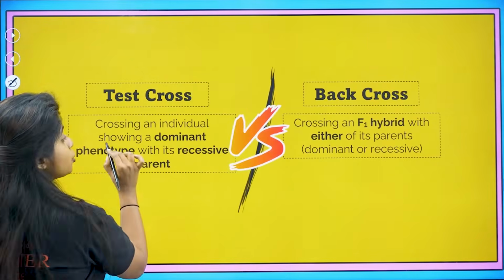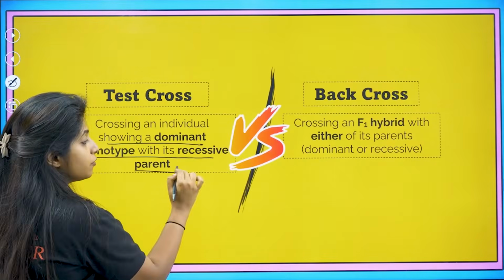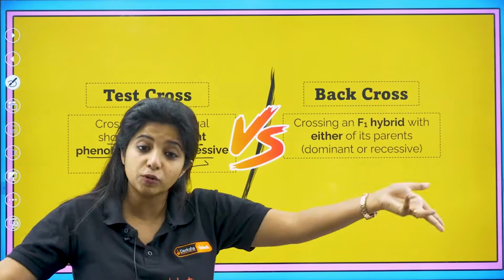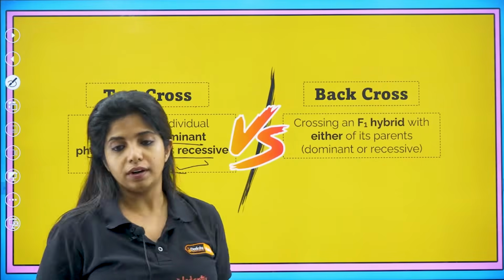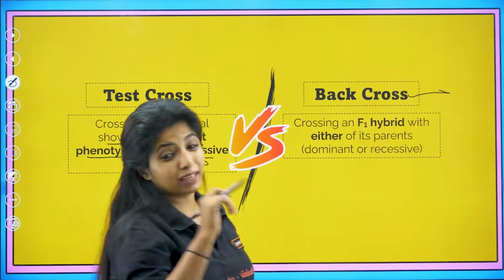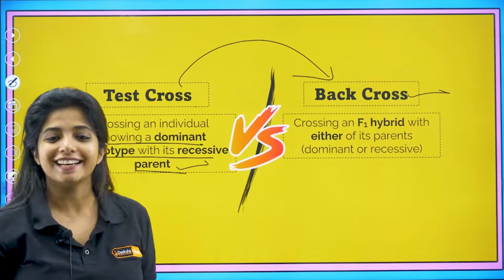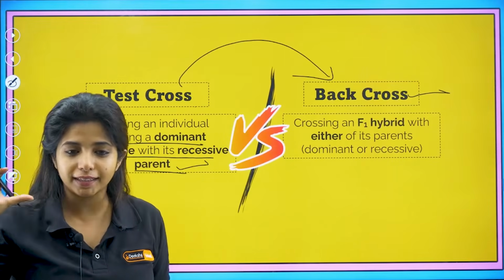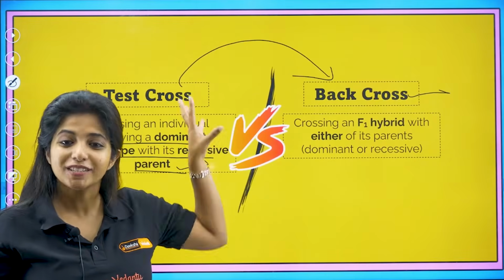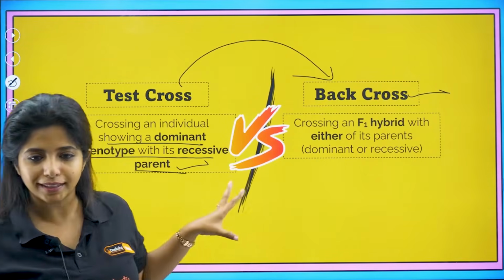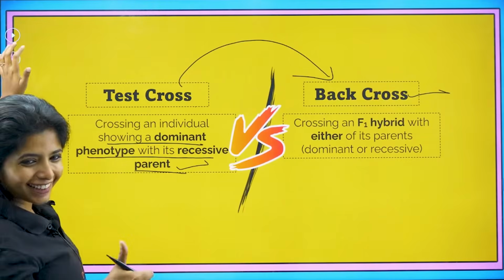So crossing an individual showing a dominant phenotype with its recessive parent is test cross. And crossing an F1 hybrid with either of its parent, it can be recessive or dominant, that is known as back cross. So can I technically say that test cross is a type of back cross? Yes, ma'am. You can definitely say that. Okay. Test cross is a type of back cross. Here I am specifically crossing with a recessive parent. That's the only thing out there. Cool. Got it? Thumbs up.